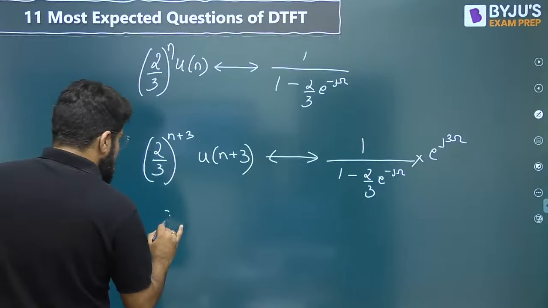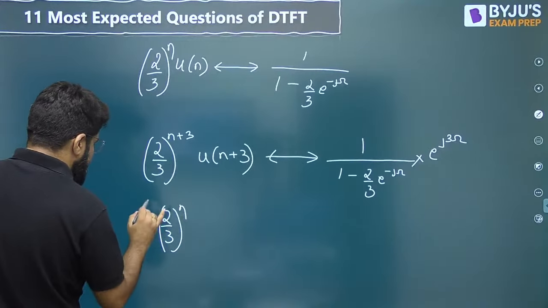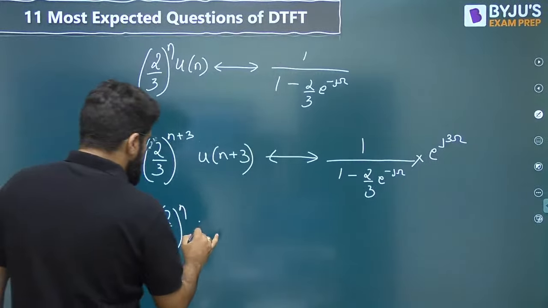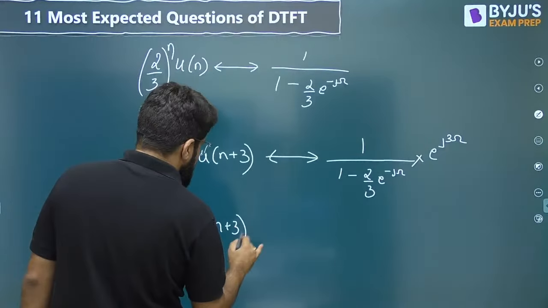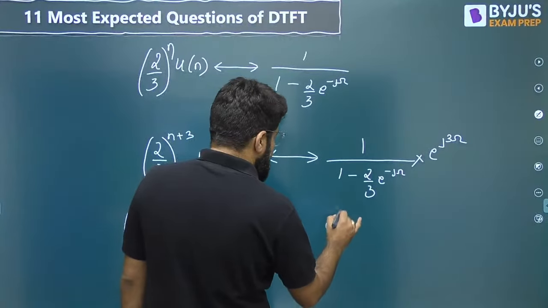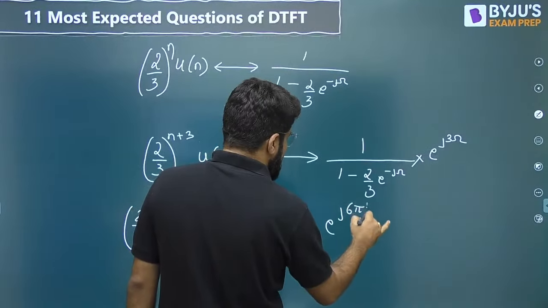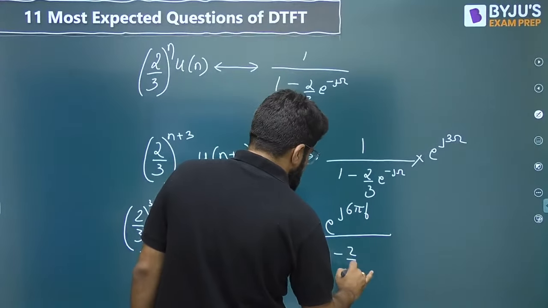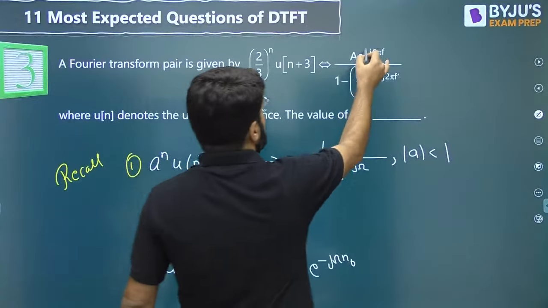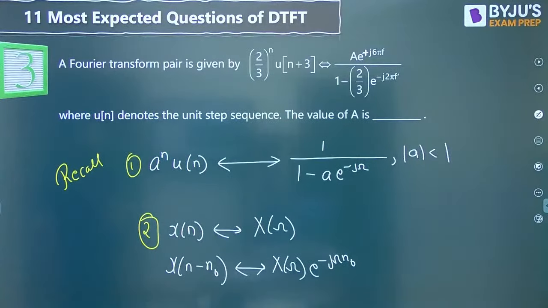Now separate the term (2/3)^n and (2/3)^3. We separate them, into u[n+3]. This should have the DTFT e raised to the power j3ω. Omega is 2πf, so e^(j6πf) upon 1 minus (2/3) e^(-j2πf). So I think there is a typo in the question. This will also be plus, guys. The typo, it has to be plus 100%.